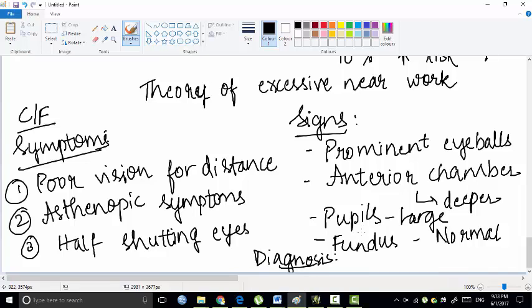By doing some refractive tests we can find the diagnosis, whether it is simple myopia or not. So this ends the topic of simple myopia for now.